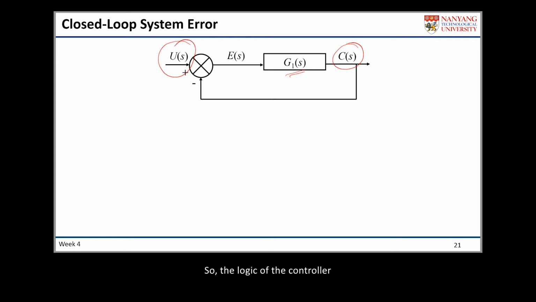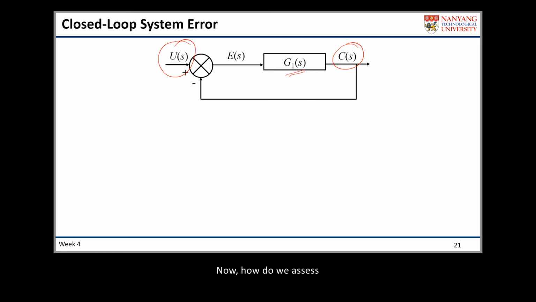So the logic of the controller will say if C, the output, is greater than U, the controller will ask the heat pump to start. But when C is smaller than U, the controller will stop the heat pump. That's how the air conditioning system works, right? We have discussed that in the very first week.